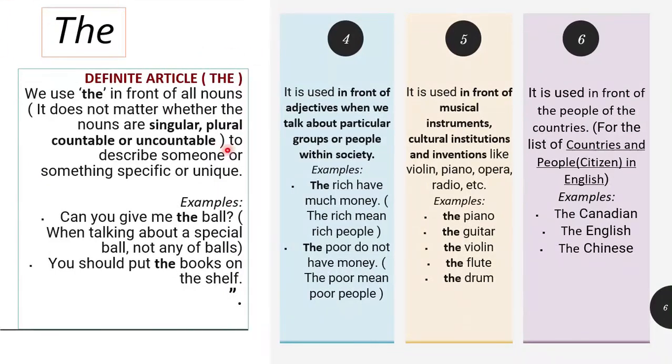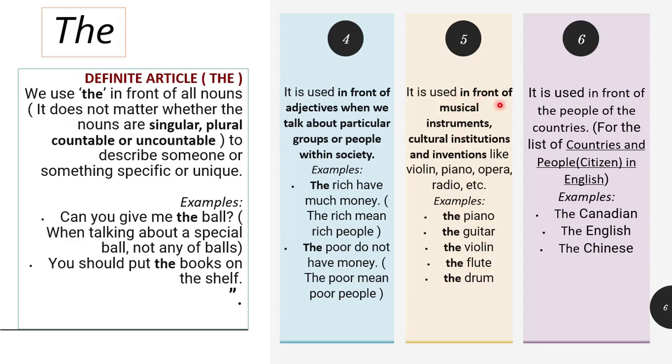Number 4, the use of the here, it is used in front of adjectives when we talk about particular groups of people within society. Inside the society there is a group of people, so we make it that one with the. The rich have much money. When we say the rich have much money, it is the rich people. The poor do not have money. Here, the poor means the poor people. That is the meaning of the here.